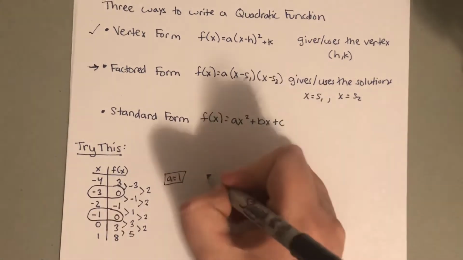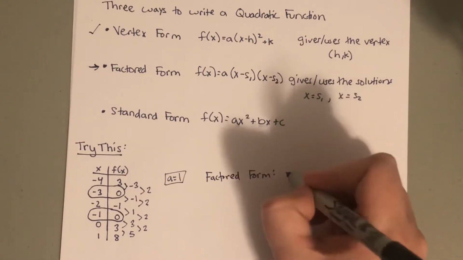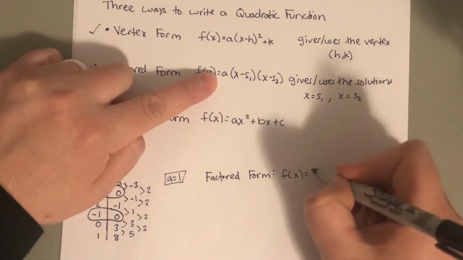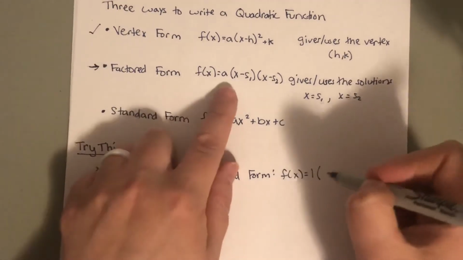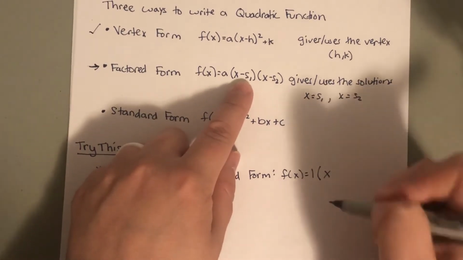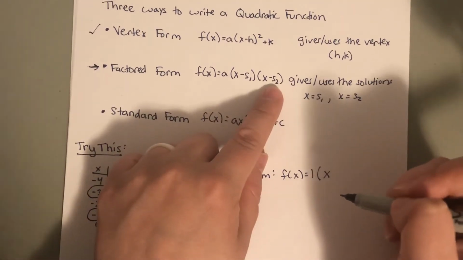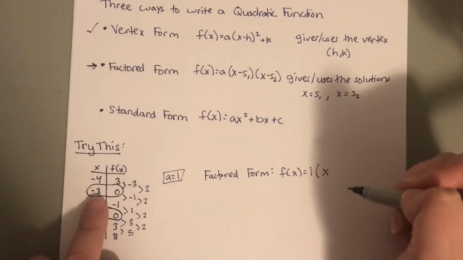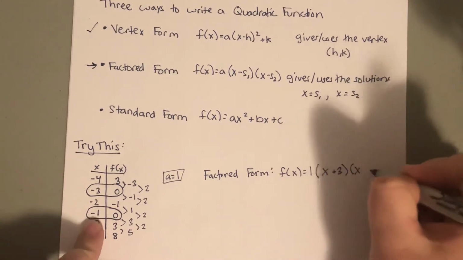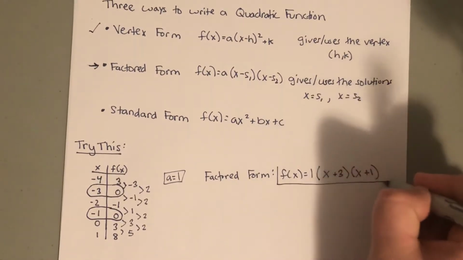So if I wanted to write this equation in factored form, I would write f of x equals your a value, which is 1, and then a parenthesis, x minus s sub 1. The s sub 1 is just like the first solution. It doesn't matter which one you pick, just one of them. And then over here where it says s sub 2, that's the other solution. So my two solutions are at -3 and -1, so I'm going to say x plus 3 because it's the opposite, and then x plus 1. So that's a way to write this function in factored form.